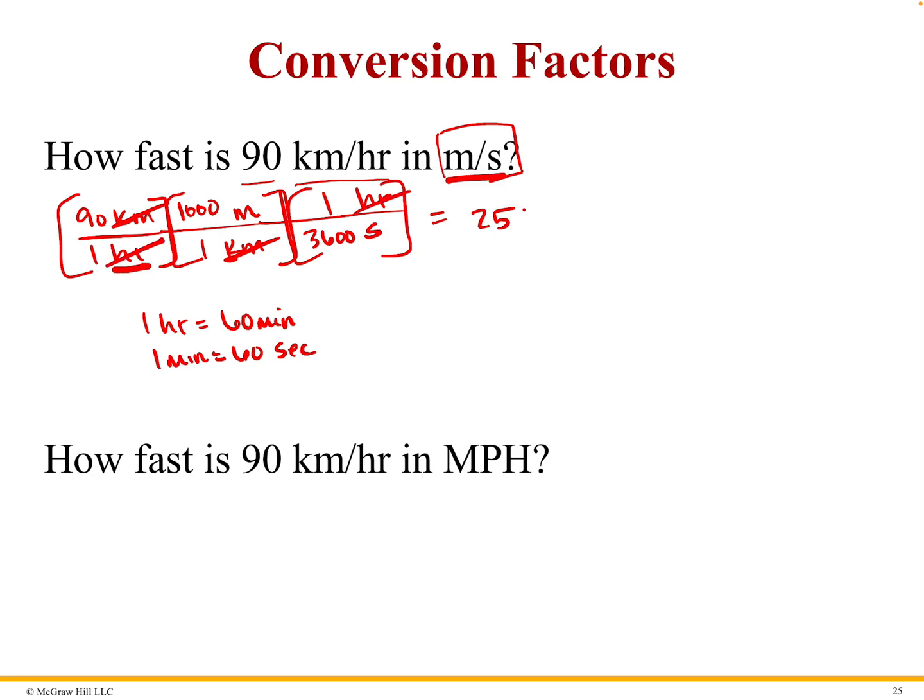Your hours canceled, and you'd be left with meters per second. And that would be the answer. Okay? So let's do this next one. It says, how fast is 90 kilometers per hour in miles per hour?